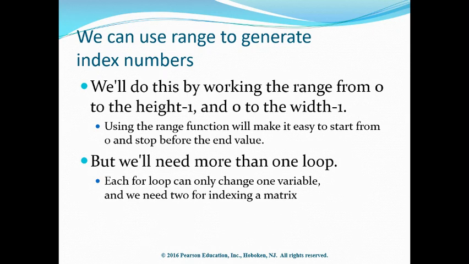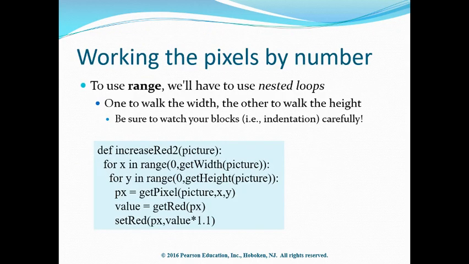So we can use range to generate index numbers. We'll do this by working the range from 0 to the height minus 1 and 0 to the width minus 1. Using the range function will make it easier to start from 0 and stop before the end value. But we'll need more than one loop. Each for loop can only change one variable. We'll need two for indexing a matrix. Working the pixels by number.